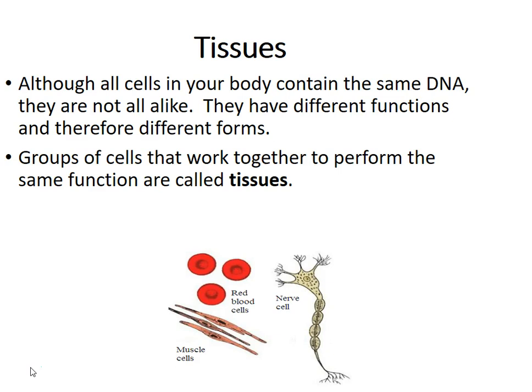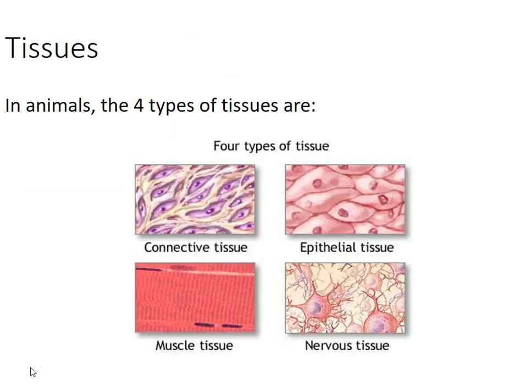the cells of our body actually contain the same genetic information, the same DNA, all the cells of our body are not alike. They have become specialized. They have different functions and they have different features. So groups of cells that work together to perform a similar function, we call those tissues. So in animals, there are four major types of tissues. They are connective tissue, epithelial tissue, muscle tissue, and nervous tissue.